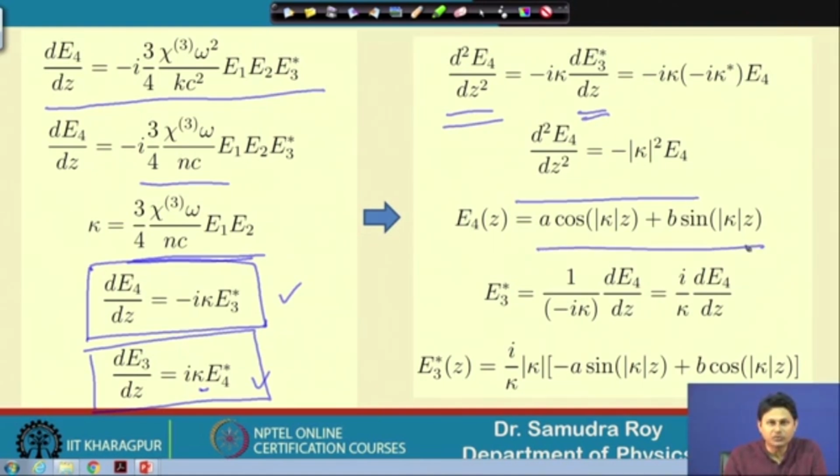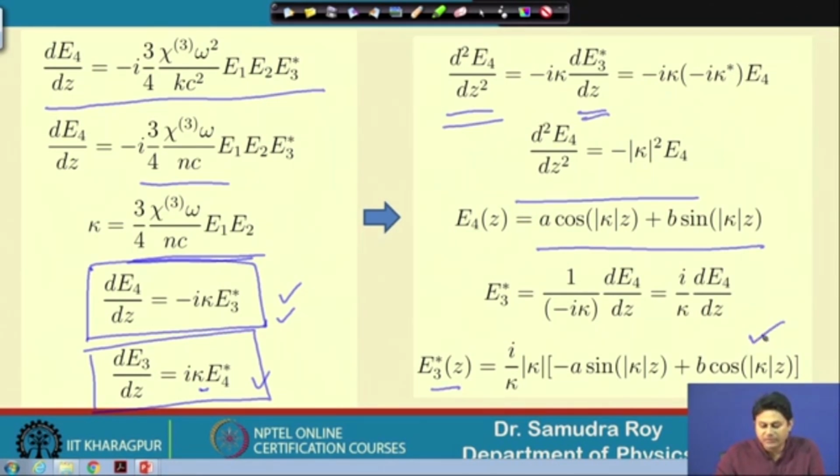So, the solution of E4 is in our hand. Once we have the solution of E4, then we can readily find the solution of E3, because E4 and E3 are related through this differential equation. So, this differential equation suggests that E3 will have this particular form.